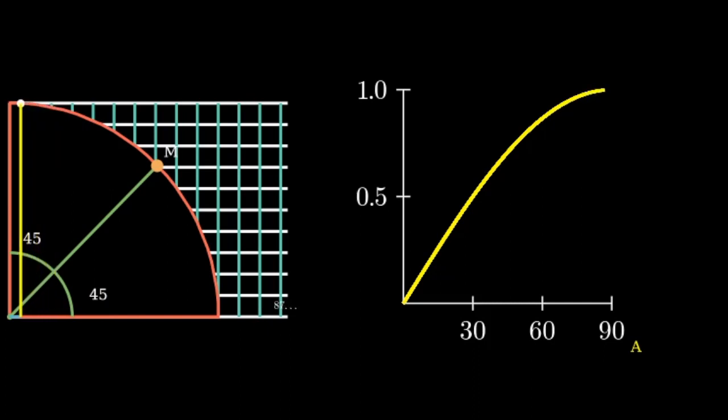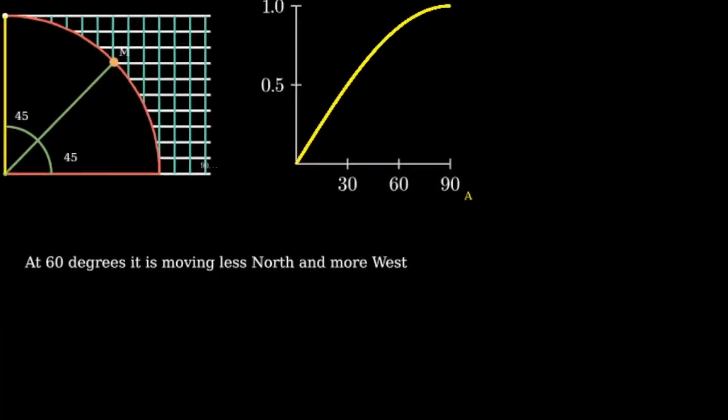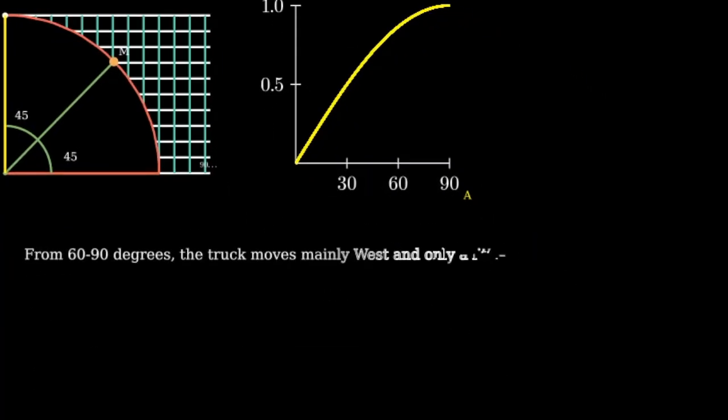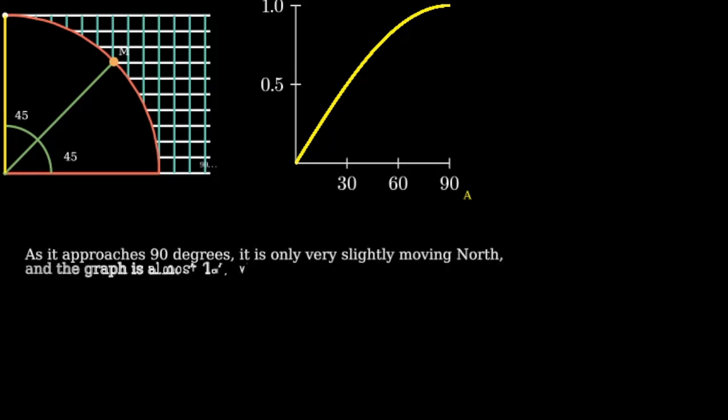From 60 to 90 degrees, the truck moves mainly west and only a little bit north, so the graph on the right is quite flat. As it approaches 90 degrees, it is only very slightly moving north, and the graph is almost flat with the truck moving mainly west.